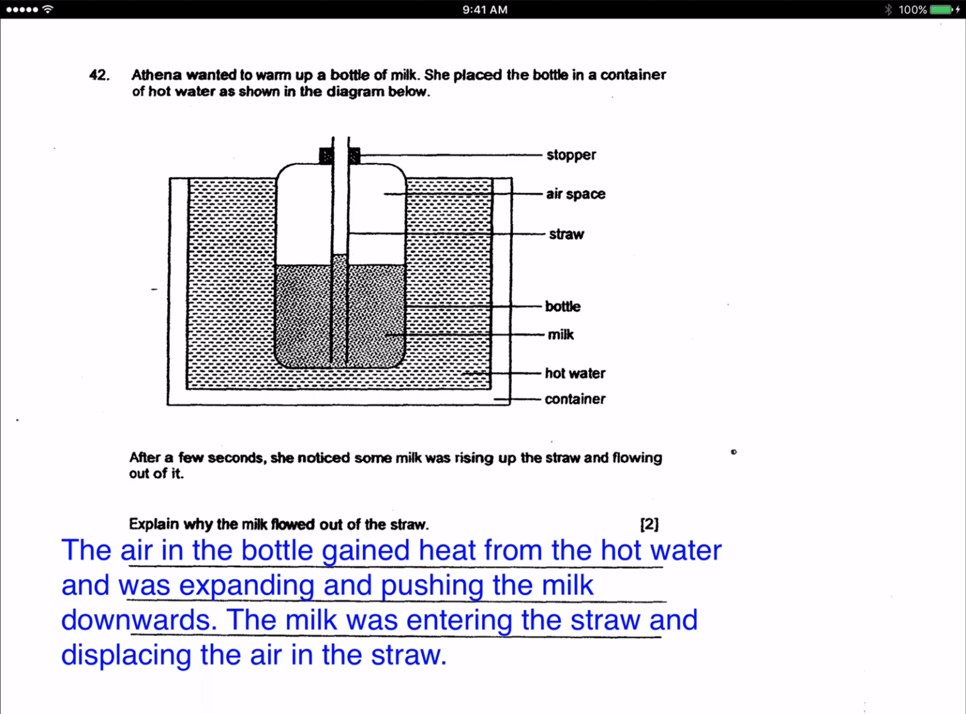Only the air. The only answer is the air. You must say the air expands, because air expands more than the milk expands. Milk can expand, but air expands more than liquid. Gases expand more than liquid.